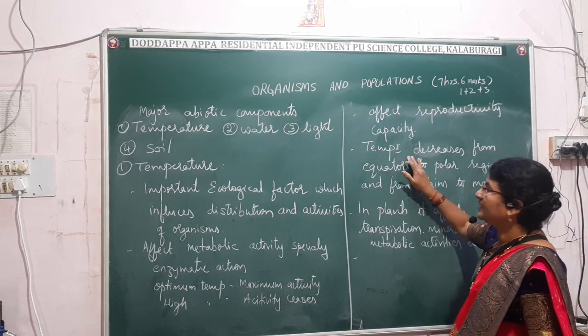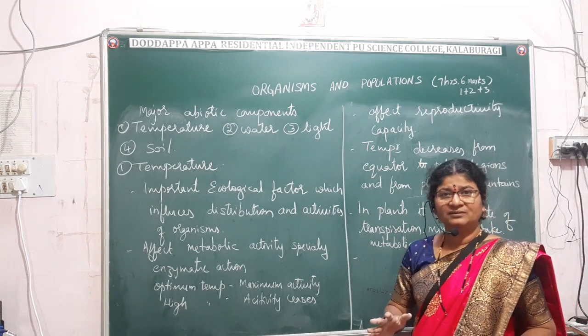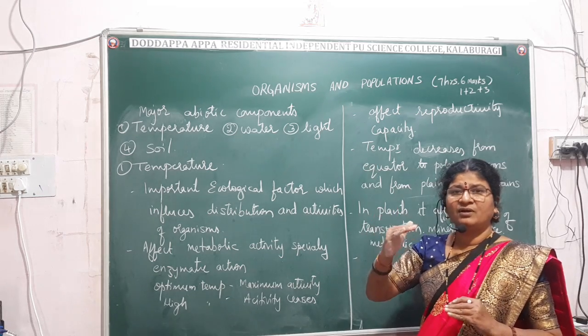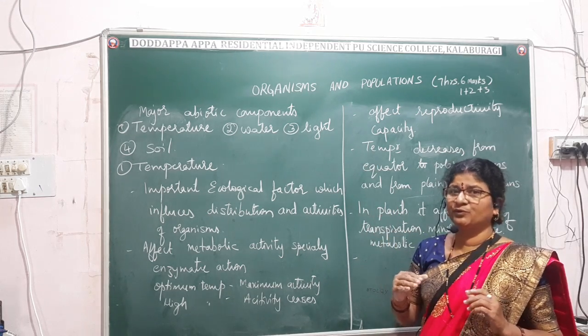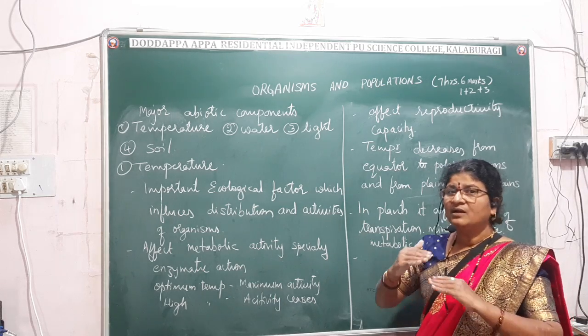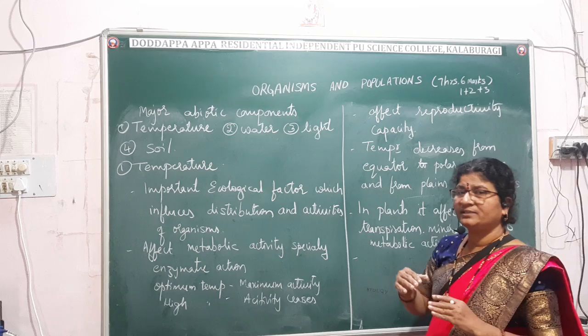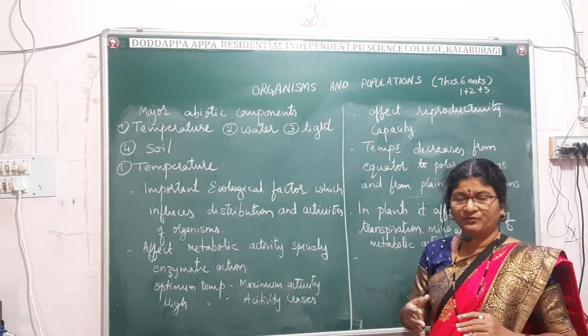The temperature distribution on the earth is not the same. The sun rays fall more in the equatorial region. That is why the temperature is higher in the equatorial region. When you move from the equatorial region to the polar region, you have studied this in geography. I am just recalling it for you.